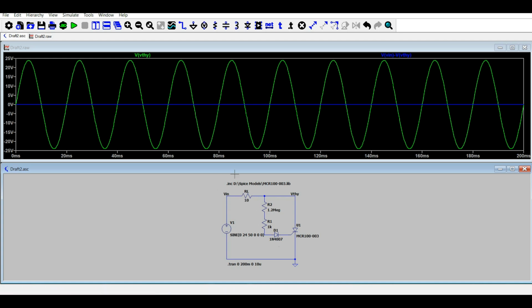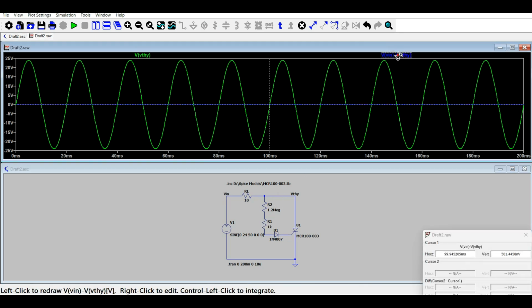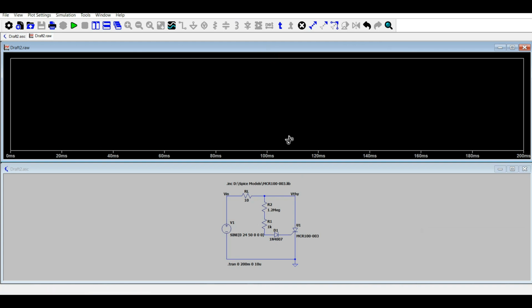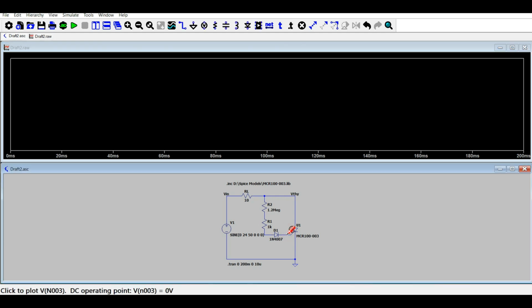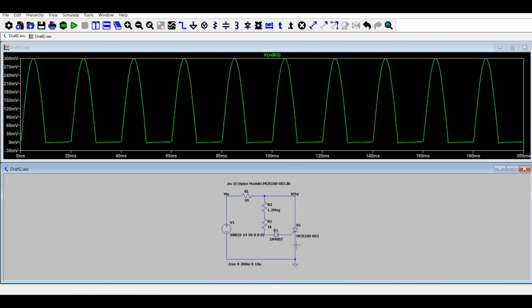Okay, so in this specific circuit, let me show you the gate triggering voltage, right? So I can see this gate voltage. So this is now the gate voltage. That means the gate will be triggering at this peak value, right?